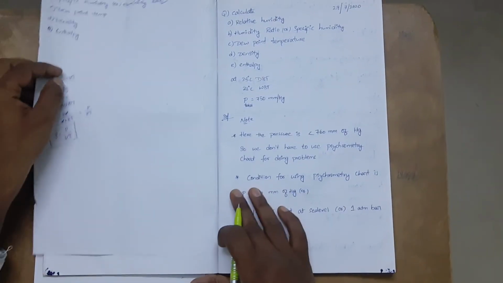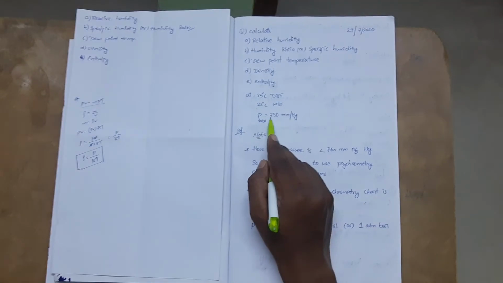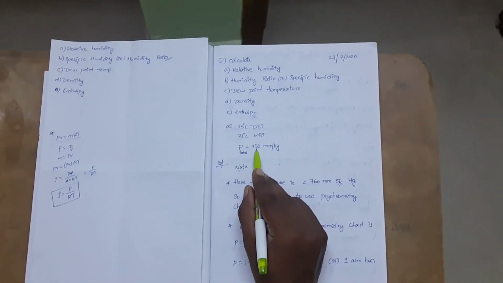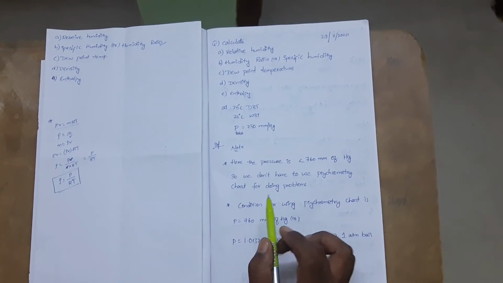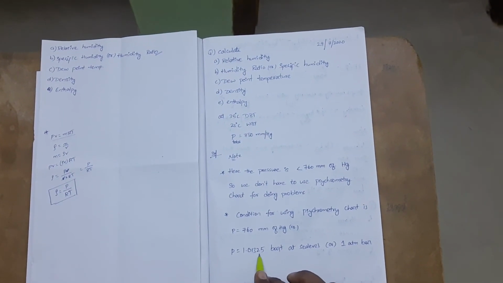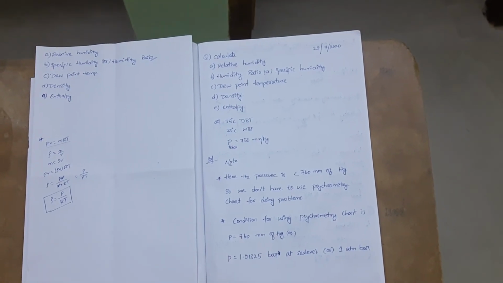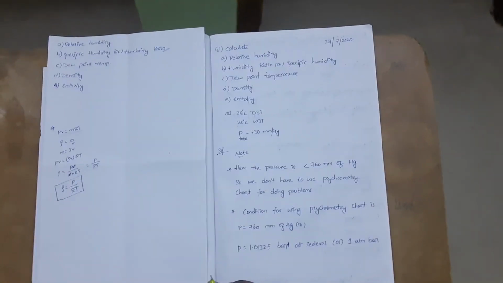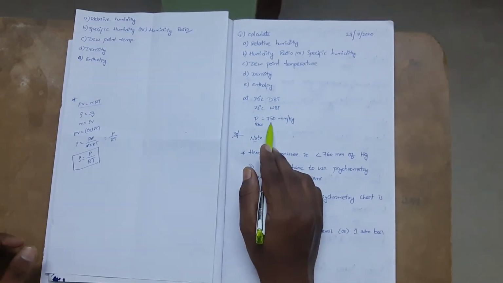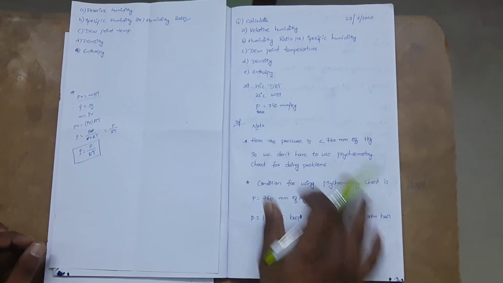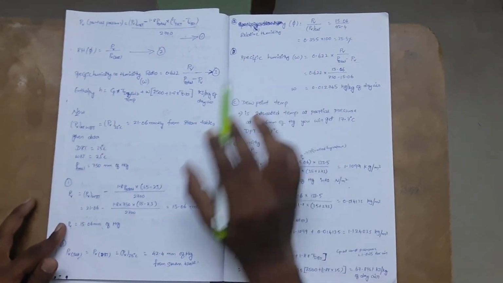So in this way we can do the problem if the pressure is less than 750 mm of Hg. If the pressure is 760 mm of Hg or 1.01325 bar, we can use the psychrometric chart. We can use the psychrometric chart for doing the problems. If the pressure is less than 750 mm of Hg, then we have to use these formulas to do the problems.